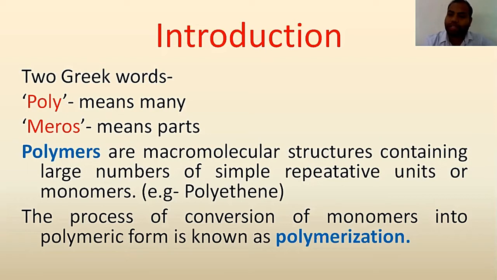These are macromolecular structures, meaning they have a high molecular weight and different kinds of bonding properties and physical appearances. But it does not mean that every macromolecular structure is a polymer. There are some other macromolecules also, which form a macromolecular structure from a single compound, but they are not polymers. So this is the misnomer: every polymer is a macromolecule, but not every macromolecule is a polymer.